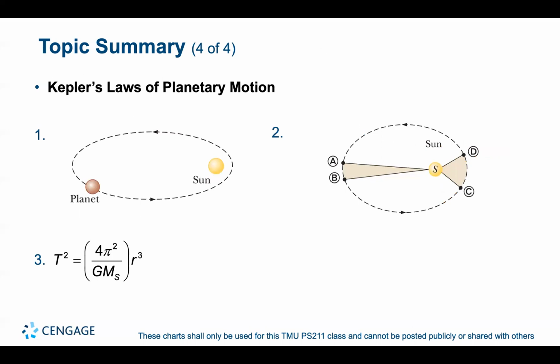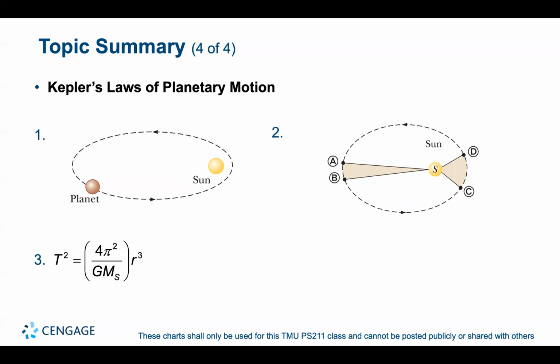Kepler's laws of planetary motion: we have 3 of them. Kepler derived the following 3 laws of planetary motion. Number 1, all planets move in elliptical orbits with the Sun at one of the focal points. Number 2, a line drawn from the Sun to any planet sweeps out equal areas in equal times. And number 3, the square of the orbital period of a planet is proportional to the cube of the average distance from the planet to the Sun.